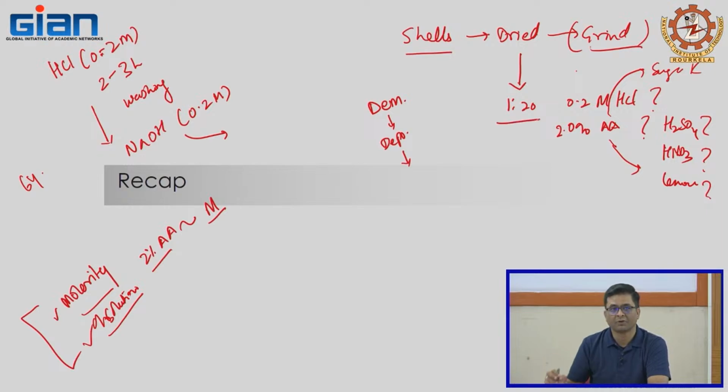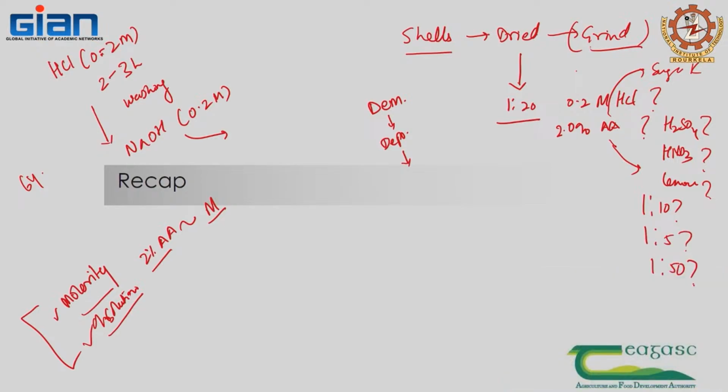The next one is, the ratio was 1:20. What if you take 1:10? What if you take 1:5? What if you take 1:50? Here you have to get the best trade-off. The larger the volume of solution you take, the better the extractability will be. But you have to draw a line, because then you have to remove that water or discard that water. That is another condition. Then the economics of the process decides what is the best option.